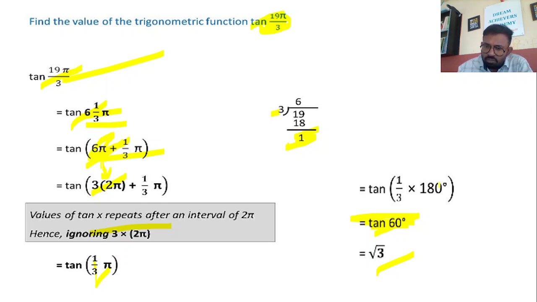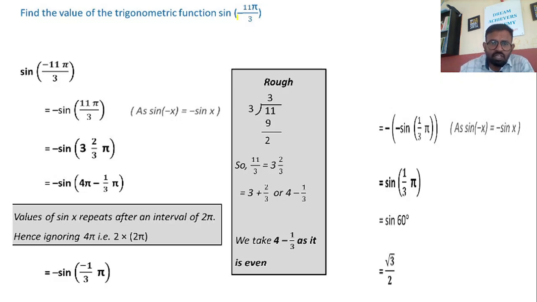Pi by 3 means 180 by 3, it's 60 degrees. So tan 60 degrees is root 3. Next problem. They have given it in radians: sine of minus 11 pi by 3.